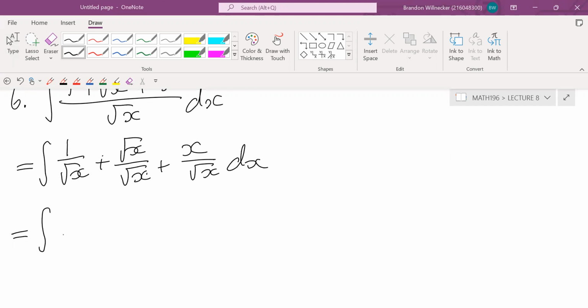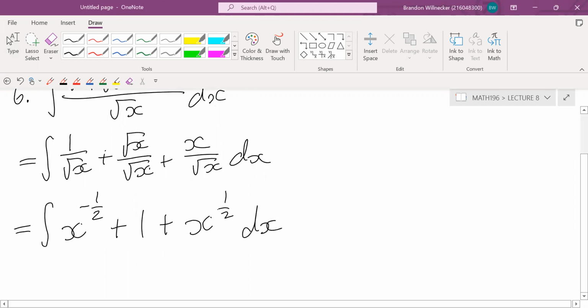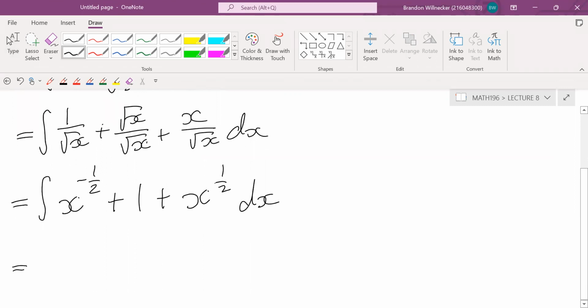So here we're going to have x to the minus 1/2 because it's in the denominator. This next one's just going to be 1, and the next one's going to be x to the 1/2 because we have x to the 1 divided by x to the 1/2. So 1 minus 1/2, we're left with 1/2, dx. Okay, so now we apply the rule. We add 1 to the exponent and then divide by the new exponent. So if we add 1 to the first exponent, the new exponent is going to be 1/2. Dividing by 1/2 is the same thing as multiplying by 2.